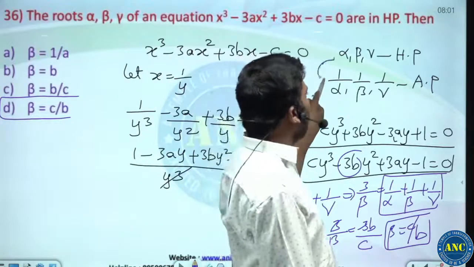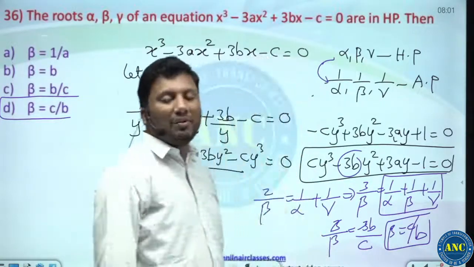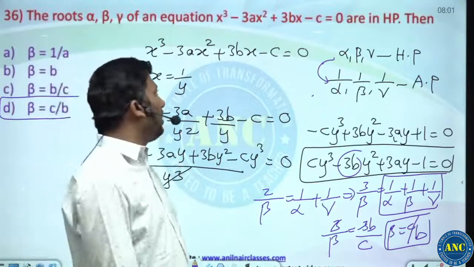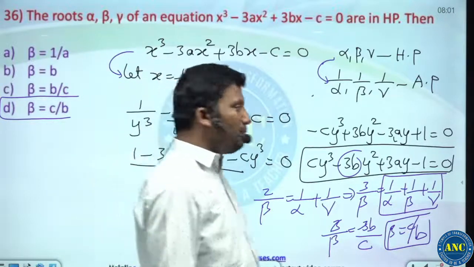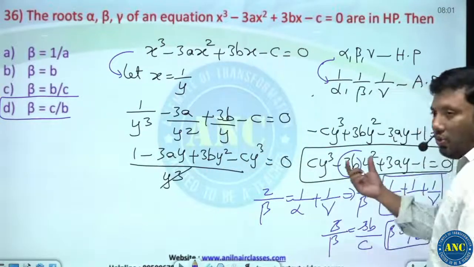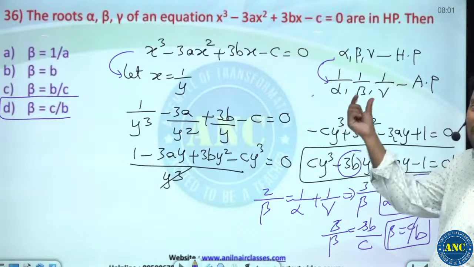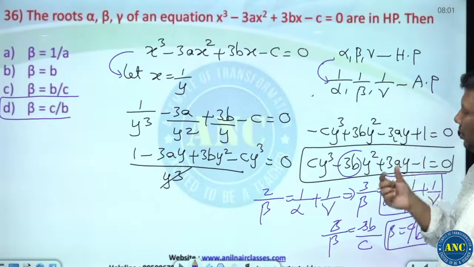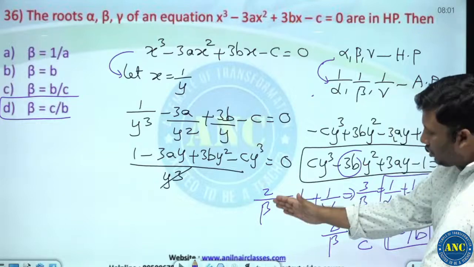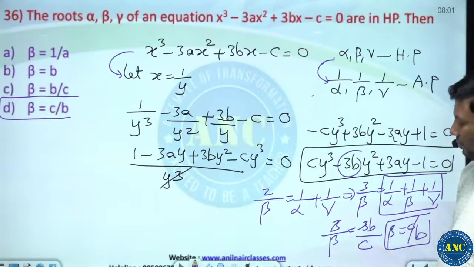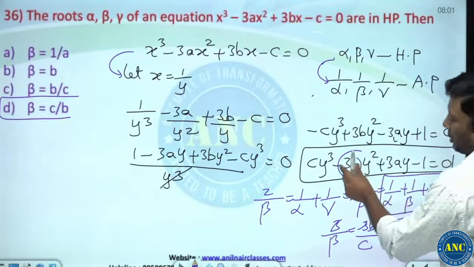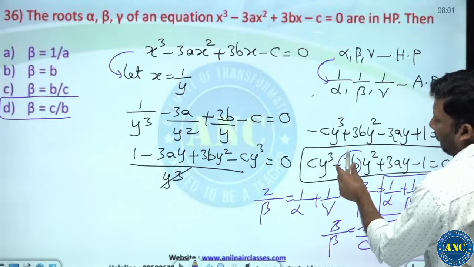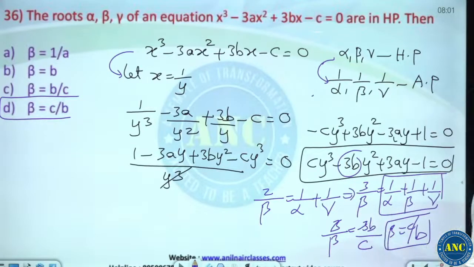If alpha, beta, gamma are in HP, then 1 by alpha, 1 by beta, 1 by gamma are in arithmetic progression. So to make it into arithmetic progression, wherever x is there, I substituted 1 by y. So this is the cubic equation I got. 1 by alpha, 1 by beta, 1 by gamma are in arithmetic progression. 2b equivalent to a plus c. 2 by beta equivalent to 1 by alpha plus 1 by gamma. Add 1 by beta on both the sides. This is the sum of the roots. Sum of the roots is given by minus of minus 3b by c. So beta is given by c by b. 36th, very, very good question.